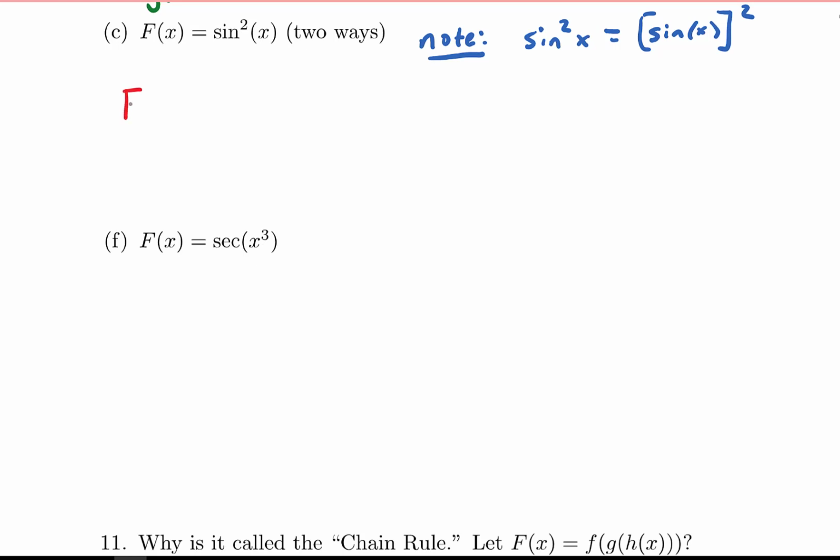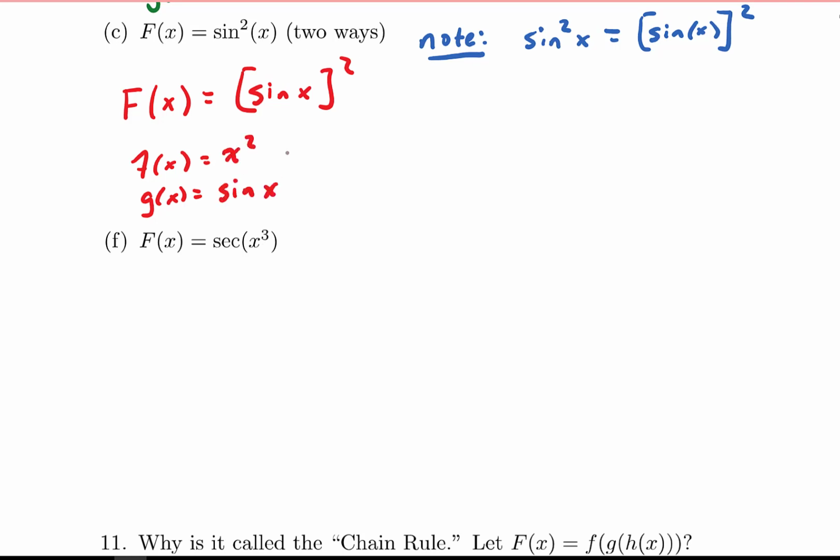So I'm actually going to take a line to rewrite this as the sine of x quantity squared. So now I can identify the outside function and the inside function. So what's the outside function here? Well, it is the x squared function, and the inner function is the sine of x. And we can see, yep, if we plugged g of x into f of x, we would get this function here. So now we're ready to take its derivative.